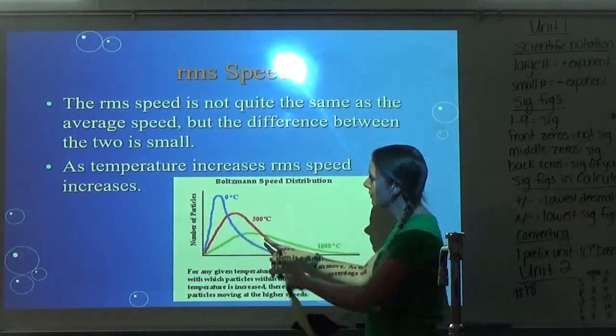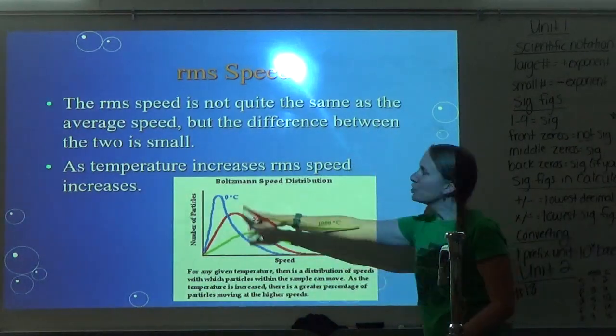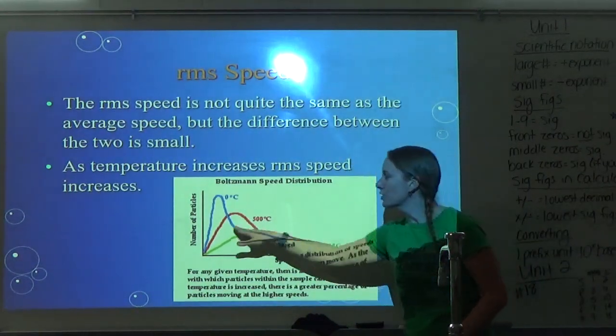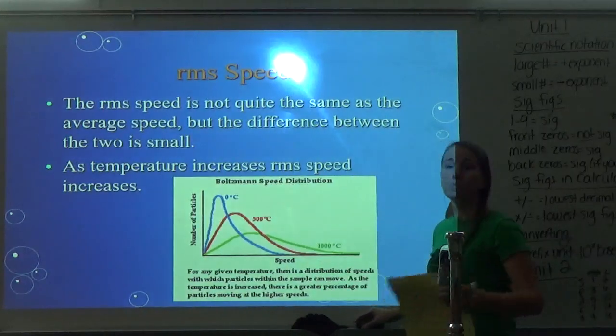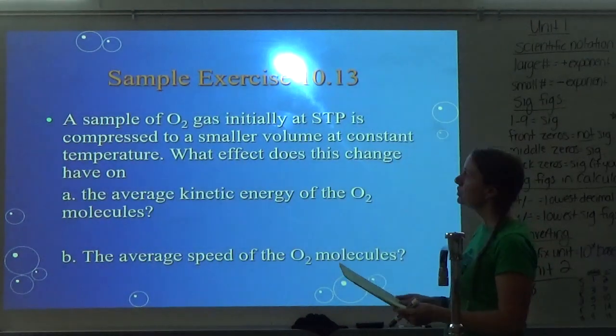As it heats up, you'll notice that the peak broadens out. It's not as sharp of a peak. So that means there's a larger range of speeds happening as you get hotter. So let's look at the first sample exercise together.